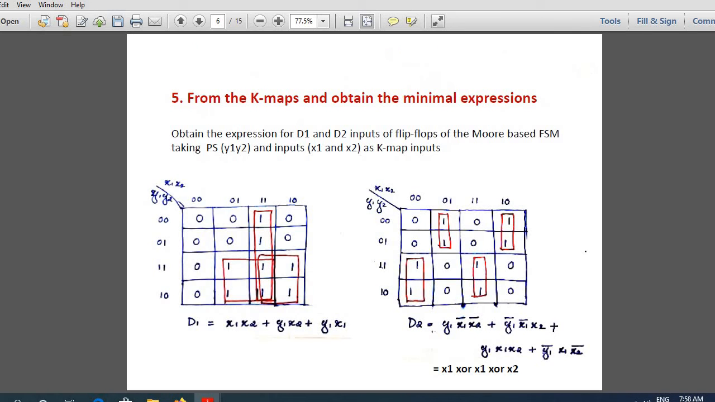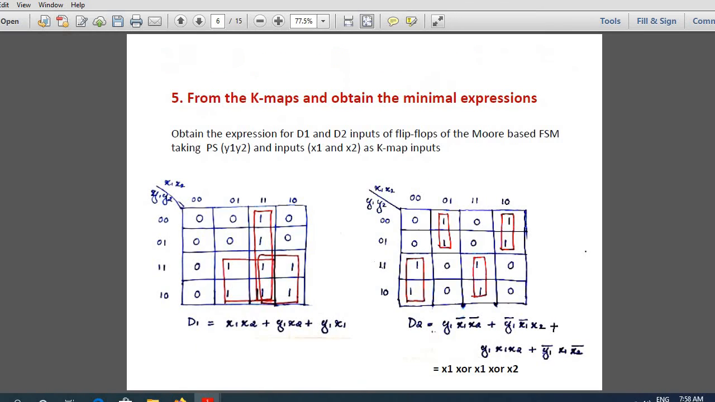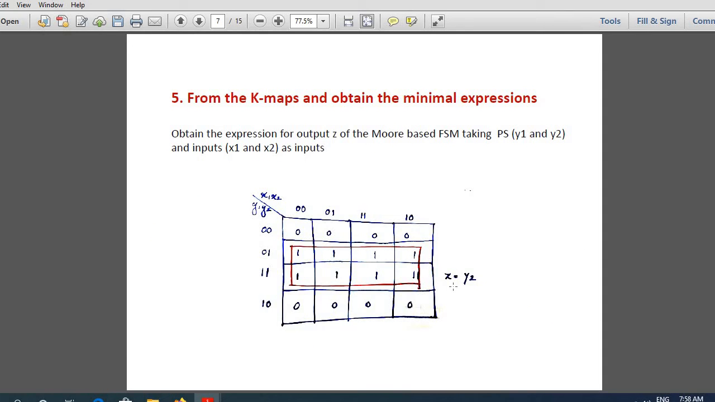Now the next step is forming the K-map. So usually for what all will you find the K-map? You will find the K-map for the flip-flop inputs. Here you have two flip-flops and you have to find the equations for D1 and D2 separately. So by taking what? By taking the present state small y1, y2 and the inputs. Input is also 2-bit, x1, x2. These four are the inputs of the K-map. You find the equations for D1 separately, D2 separately and Z separately.